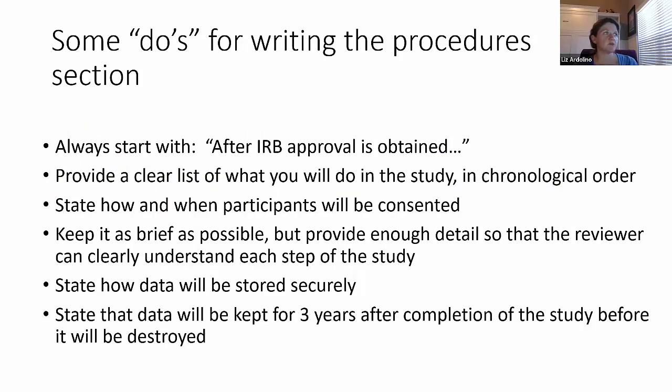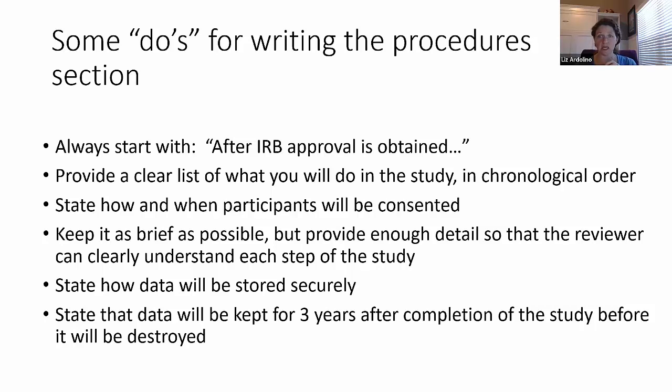All right, so the procedures section of the application is usually where most investigators get a little hung up. So here are a few little hints for writing the procedures section. The very first line of that section should always start with, after IRB approval is obtained, okay? So we need to know that you are not doing anything until you get IRB approval. After you get IRB approval, then you're going to tell us exactly what you're going to do in the study. And you're going to tell us it in a chronological order, right?